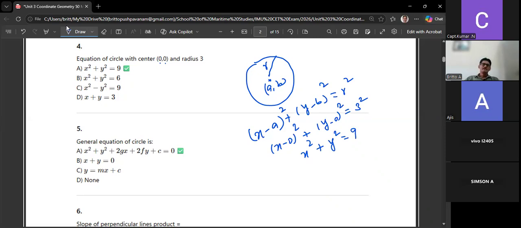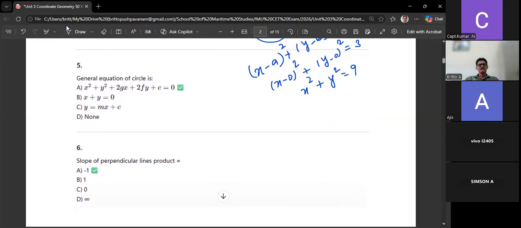So the equation of a circle with the center 0 comma 0 and radius is 3 means the answer is x square plus y squared equal to 9. Okay. Yes. Next question we are having, so no problem. So I want to tell this type of equation of circle. Right. Now look at the next question.